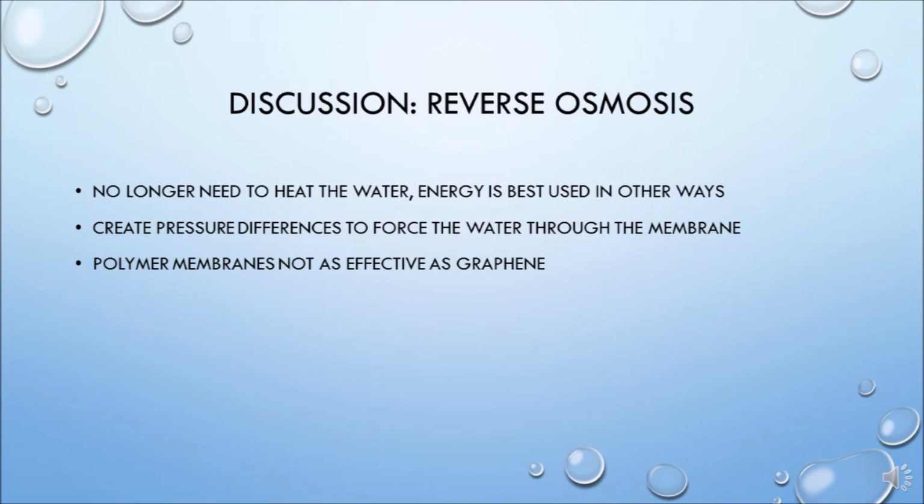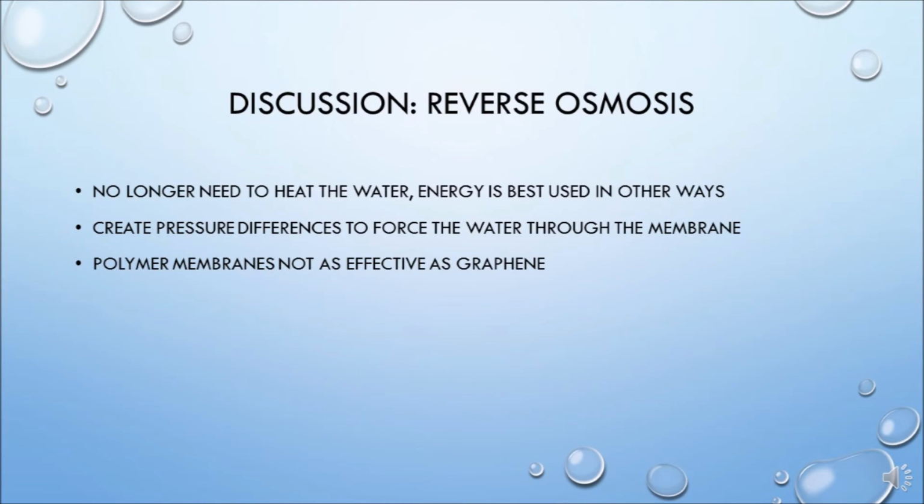Nanoporous graphene reverse osmosis is that alternative. Because the water is no longer heated in order to desalinate it, the energy is instead used to create high pressure differences across the membrane in order to force the water through it. The salt molecules are much larger than the water molecules, so they are stopped by the membrane while the water is capable of passing through.